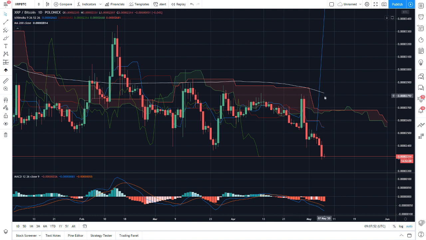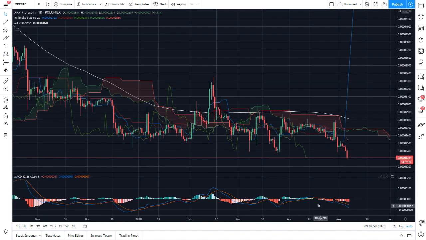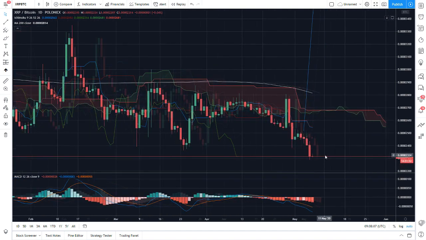Obviously, we are also under the 2 moving averages of the Ichimoku cloud, and we are having a bearish MACD, and we have had a bearish MACD since the 16th of April. So I earlier thought that we might be able to close above the 200-day moving average here on the 28th of April. That didn't happen. We had a strong rejection, so much selling pressure.